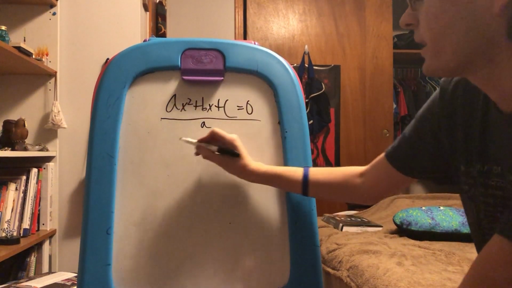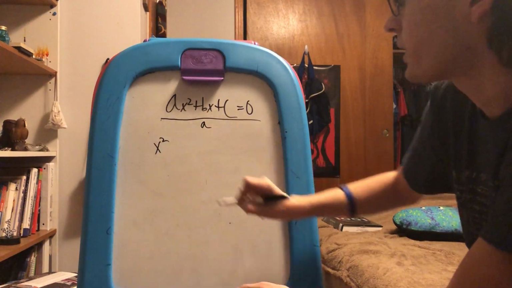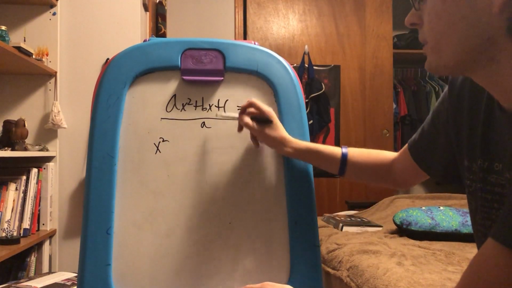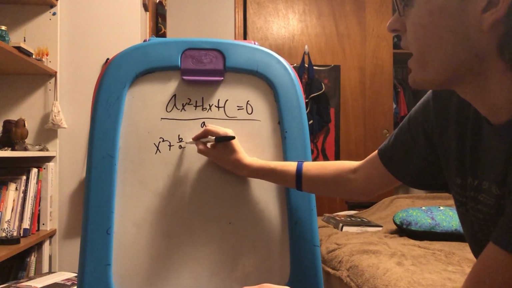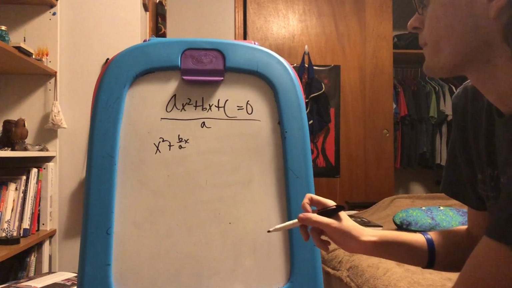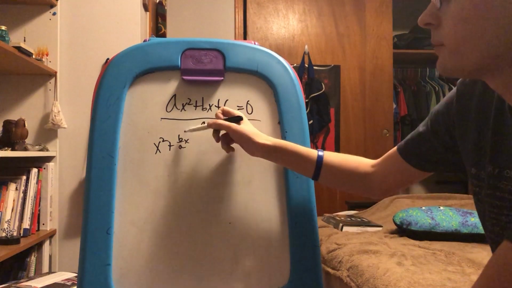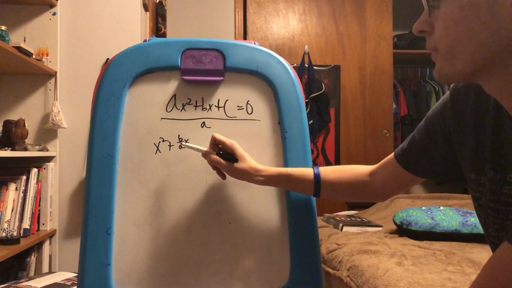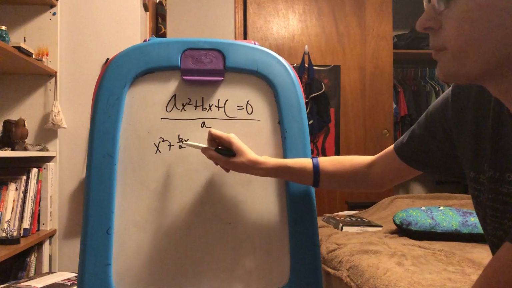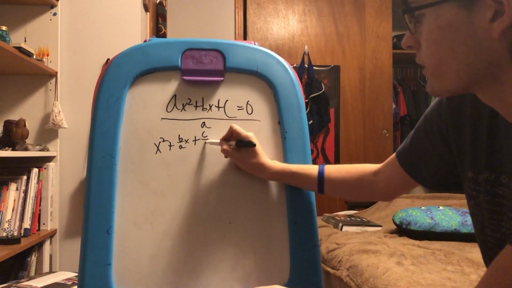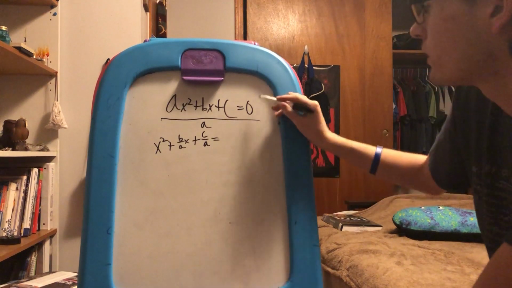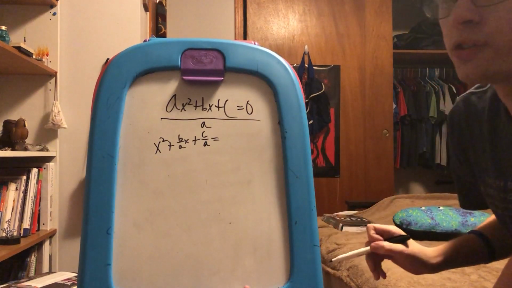So here, a cancels out, and we get x squared. With bx, we get plus b over a x. Or you could also write it bx over a, but for the future, it's easier to write it b over a x. And then we have c over a equals, well, 0 divided by a is just going to be 0.